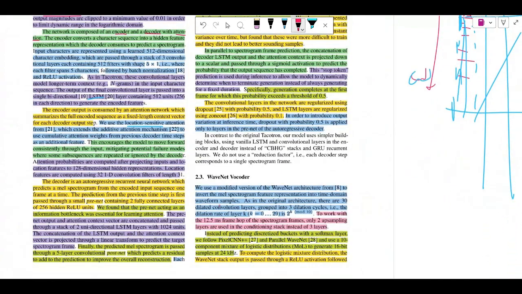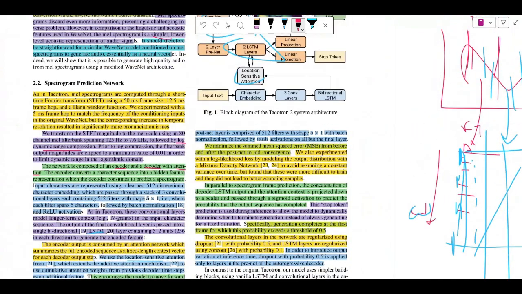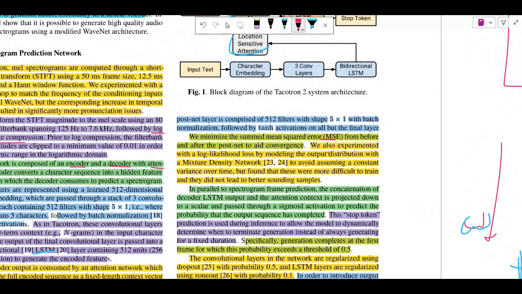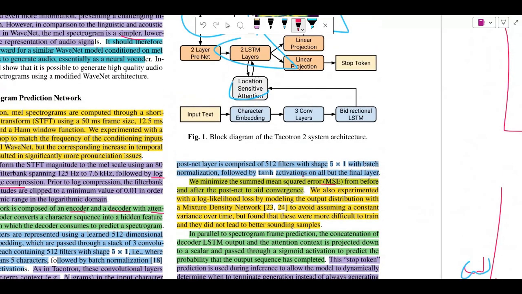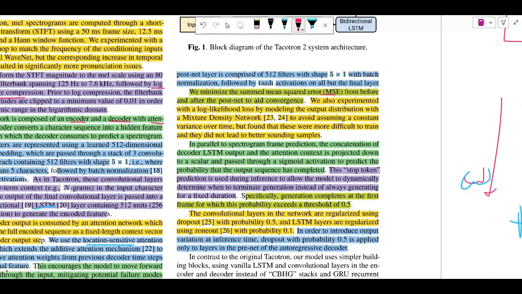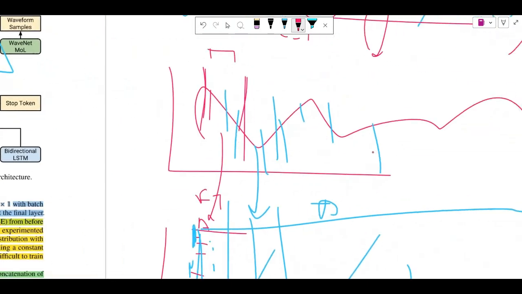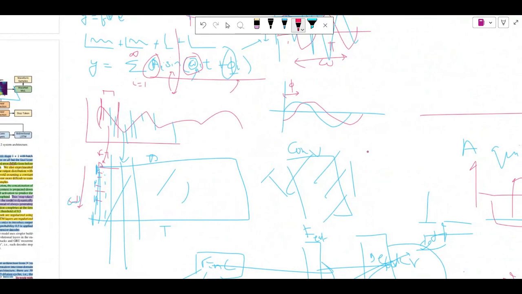Right, that is the postnet, and they use MSE for this. Yeah, and they also have this stop prediction. So when do you know that you have to stop predicting?